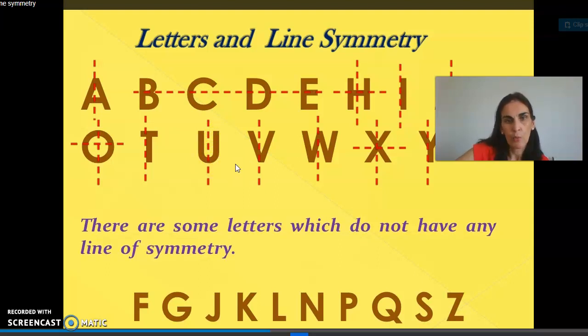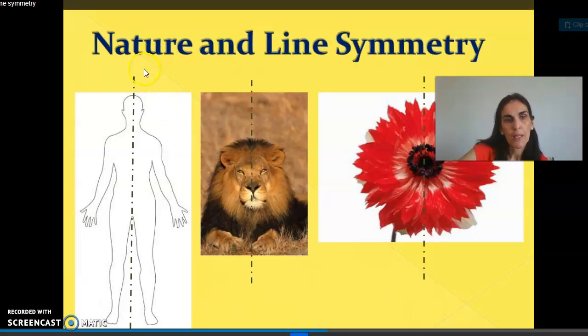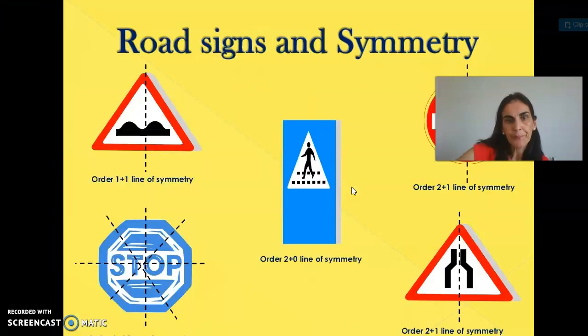Okay, let's watch more. Here we have lines of symmetry in nature. In nature, a person is symmetric, an animal is symmetric too, and a flower is symmetrical.